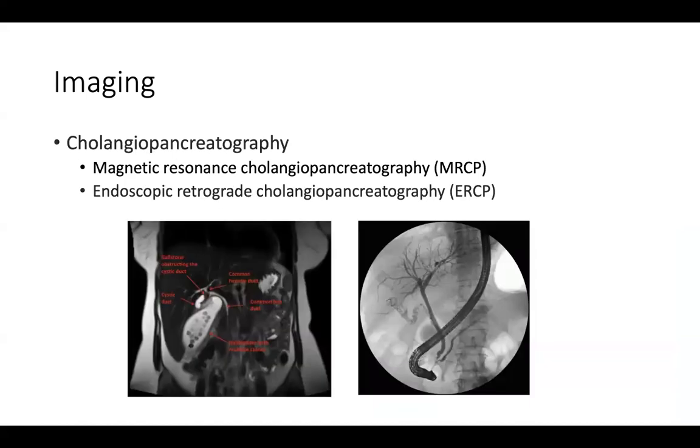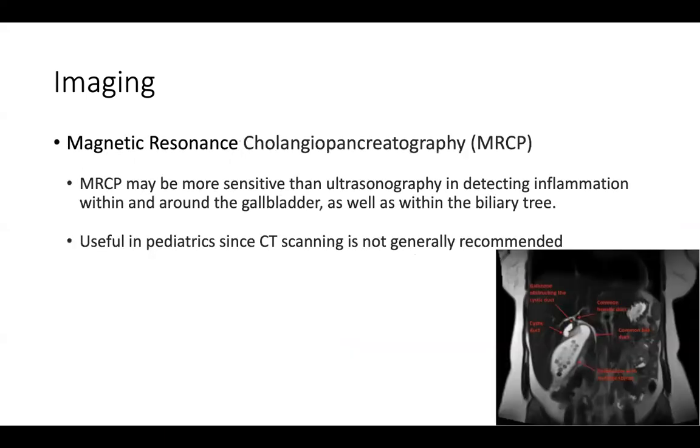In children with suspected biliary complications, MRCP or ERCP can help delineate the ductal anatomy and identify the presence of ductal stones. MRCP may be more sensitive than ultrasonography in detecting inflammation within and around the gallbladder and the biliary tree. Although frequently used in the past, CT scanning is not generally recommended in pediatric patients because of the associated extensive radiation exposure.